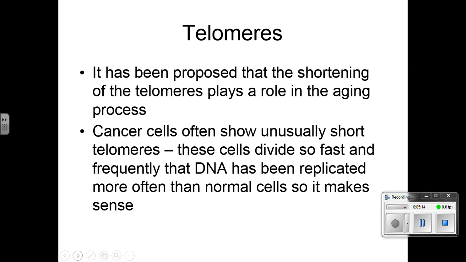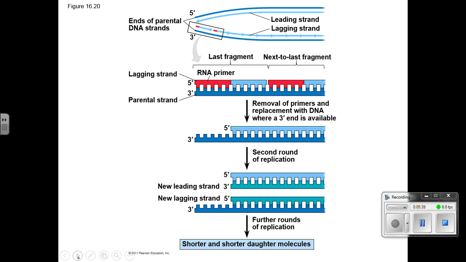It has been proposed that the shortening of the telomeres plays a role in the aging process. And you have an article that is part of your homework in this unit on reading. It's called Cell Aging and Cell Death, I think. Cancer cells often show unusually short telomeres. These cells divide so fast and frequently that DNA has been replicated many more times than in normal cells, so it makes sense that they would have shorter telomeres.